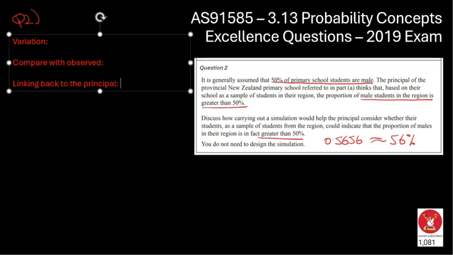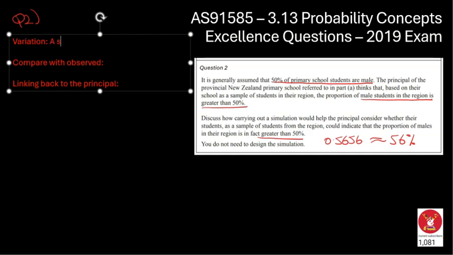So this is the structure that I want to follow for this particular question. I'm going to do 3 paragraphs on it. It might be a bit long, but there we go. So I guess variation, the idea of the simulation is if we're assuming, like they said up the top here, 50% of the kids are going to be male, we're going to see the variation that would naturally occur in a school roll of 343 students, which is what this principal had.